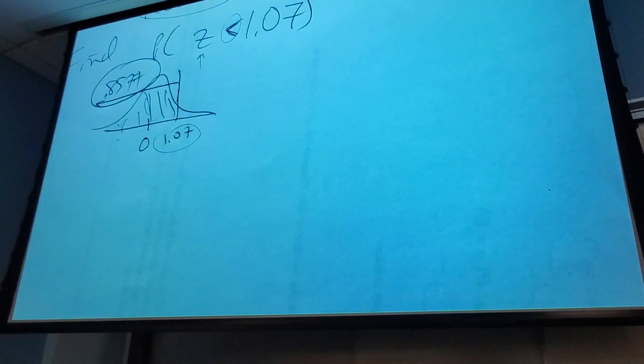So if there was a test where the grades were normally distributed, what's the probability that your test grade was 1.07 standard deviations above the mean? The probability that somebody scored less than you would be 85.77%.